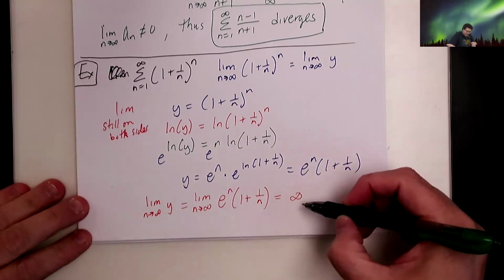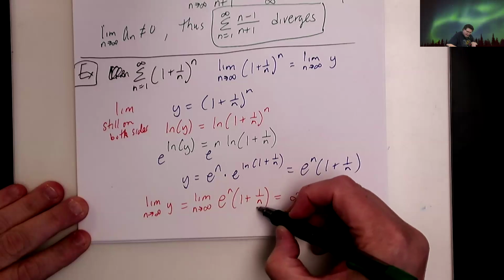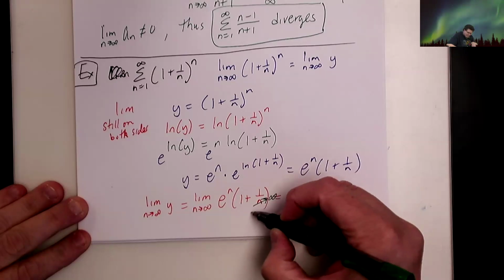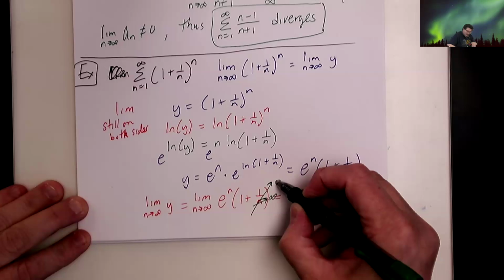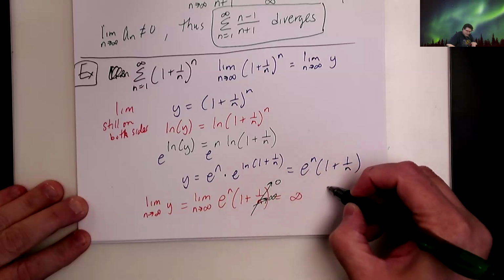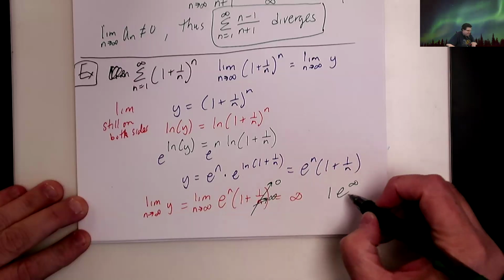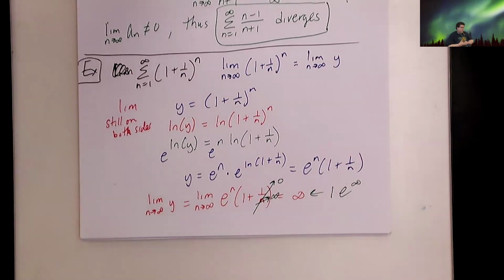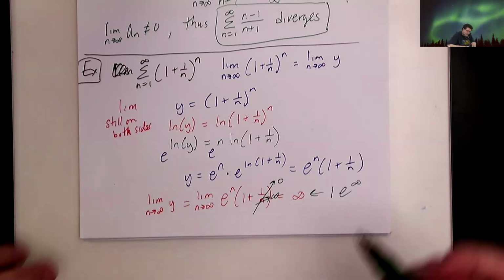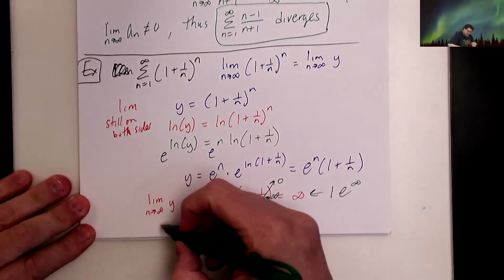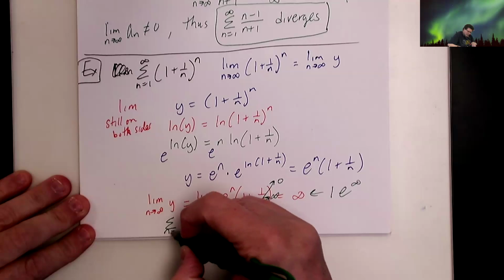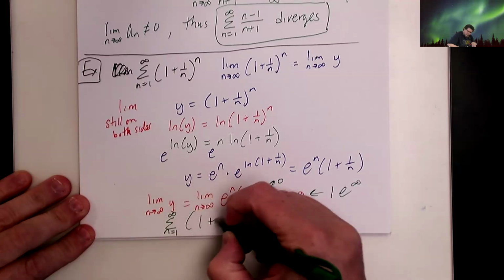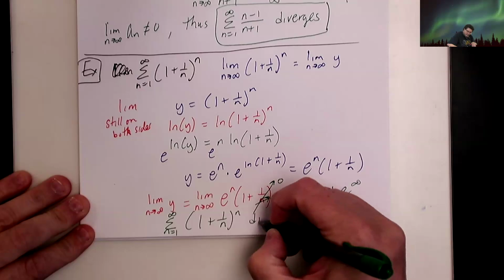But this is going to infinity, right? Because that goes to infinity, which means this goes to 0. And I've got 1 times e to the infinity. E to the infinity is infinity. So it diverges also. The summation of n equals 1 to infinity of 1 plus 1 over n to the n power diverges.